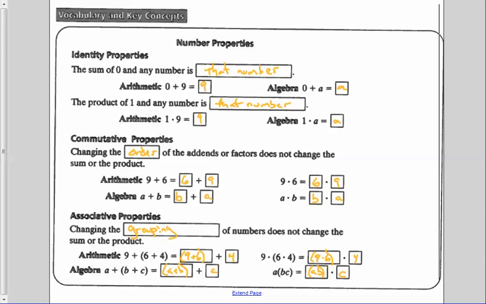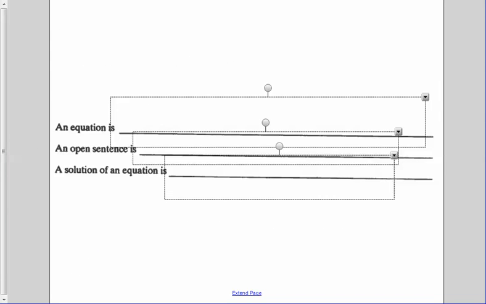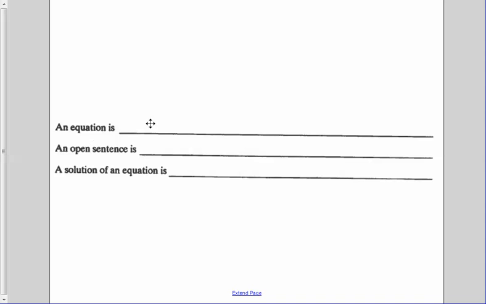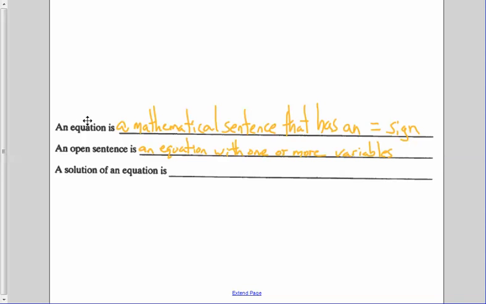Now, some of our new terminology that we'll also use. An equation, we've talked about this, is a mathematical sentence that has an equal sign. An equation, equi, means equal, so it has an equal sign. An open sentence is an equation, so again, it's a sentence that has an equal sign, but this is one that has one or more variables. And then a solution of an equation is the value of the variable that makes the equation true. So to make it true, it's a solution, you solve it.